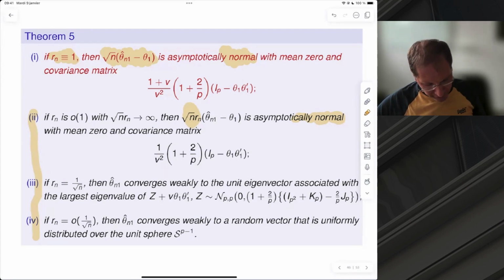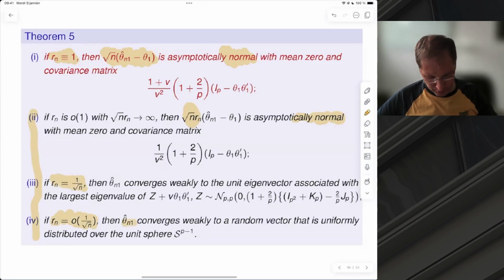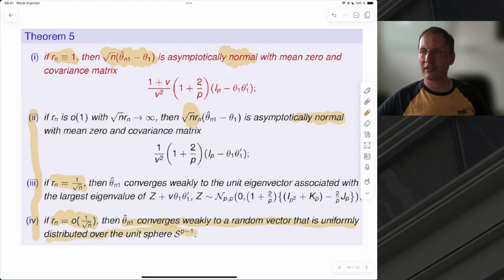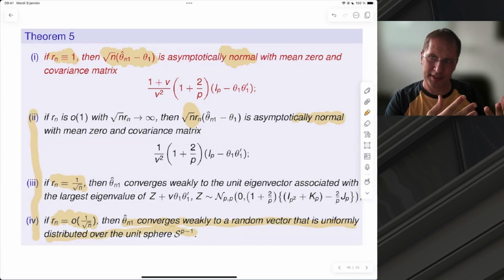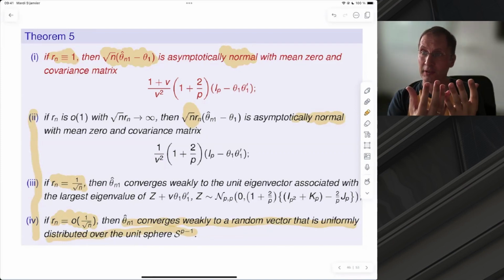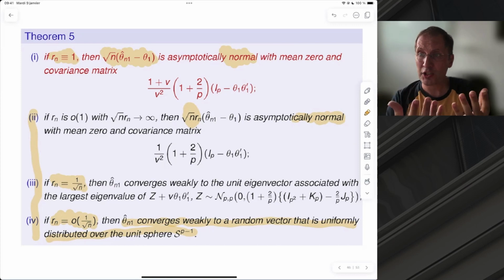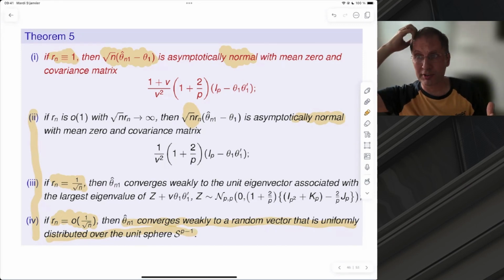But if it goes too fast to 0, is Rn, then in the end you lose it all. And this is, I think, a very good way to say that you lose it all. That is, your estimate for θ1 will be a direction that is completely random on the sphere. That is, you can show that the exact asymptotic distribution is the uniform on the sphere. So it does not bear any information at all anymore about θ1, right?